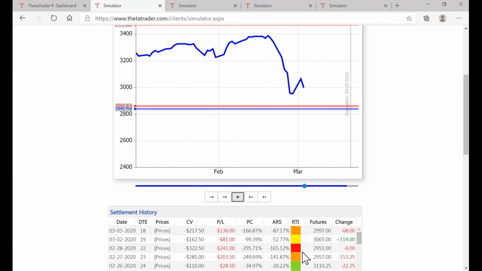And then look at that. It turns red. And red is get out. That's where you get out. There's too much risk. You take your loss. This would be a losing trade in this case. You take your loss and you move on to the next trade.